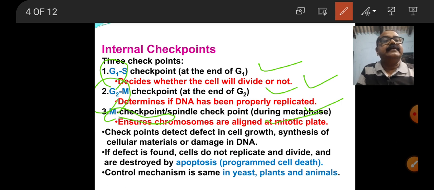These checkpoints detect defects in cell growth, synthesis of cellular materials, or any damage in the DNA. If a defect is found, cells do not replicate and divide, and are destroyed by apoptosis. Apoptosis is the mechanism of programmed cell death. That means it leads to cell death. So, there are control mechanisms in the cell cycle. The control mechanism is found to be the same in yeast, plants and animals.